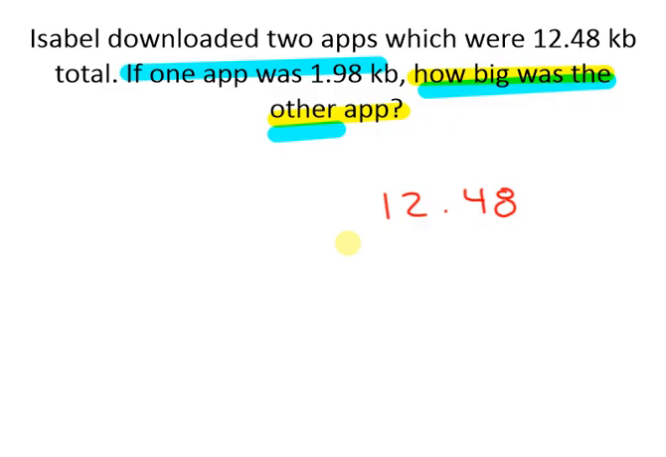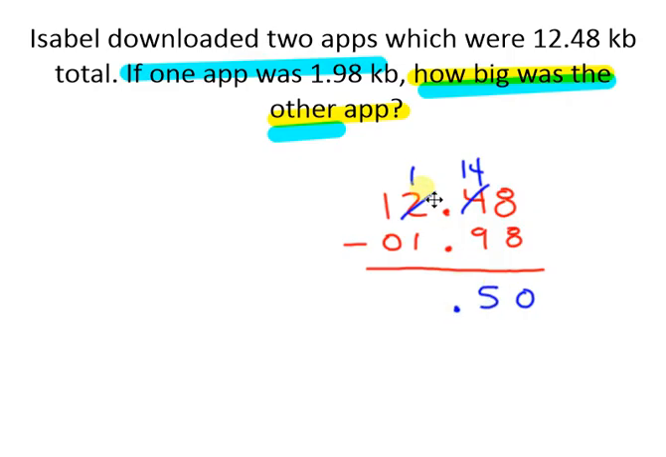12.48 minus, okay, now we're back to addition and subtraction here, so we need to make sure we're lining up our decimal point. So I'm going to actually put my decimal point first, then the number right next to the decimal is a 1, and then on the other side is a 98, and I'm going to fill in a 0 as a placeholder, and I'm going to subtract. 8 minus 8 is 0, 4 minus 9 can't do it, so I'm going to borrow. The 2 becomes a 1, and the 4 becomes a 14 because I added 10 to it. 14 minus 9 is 5.